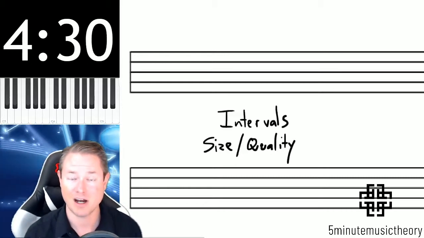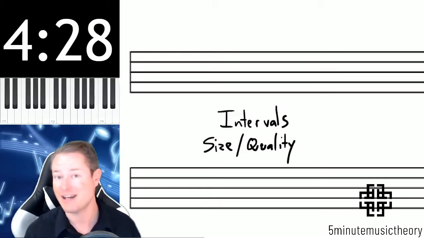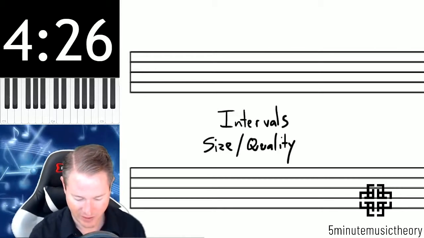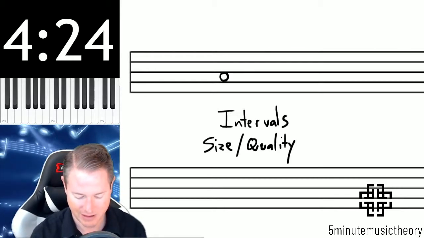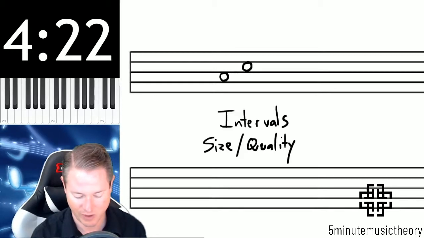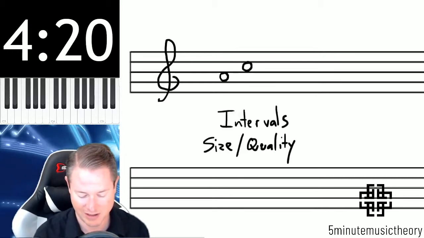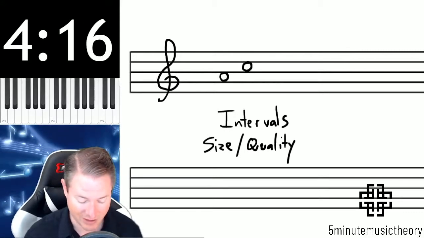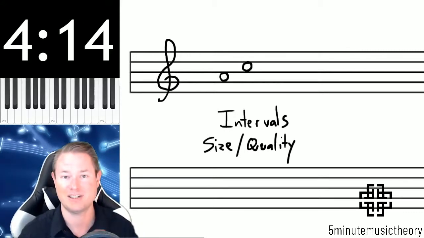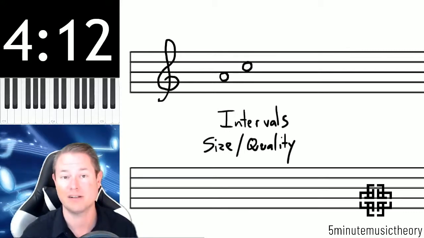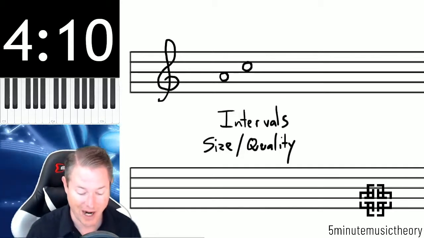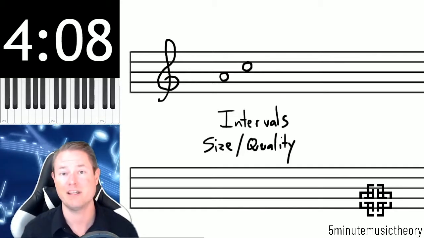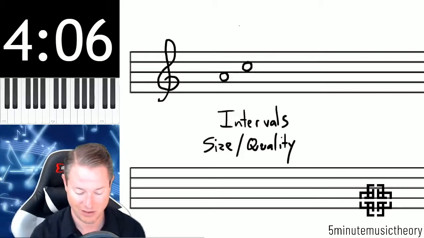So the size of an interval is a number. For example, I'm going to give these two notes as an example. We do need to know these pitches, because it's important when dealing with intervals that you know exactly what pitches you're dealing with. So we have an A and a C here in treble clef, and specifically an A4 and a C5. The size of the interval between these two is three notes.